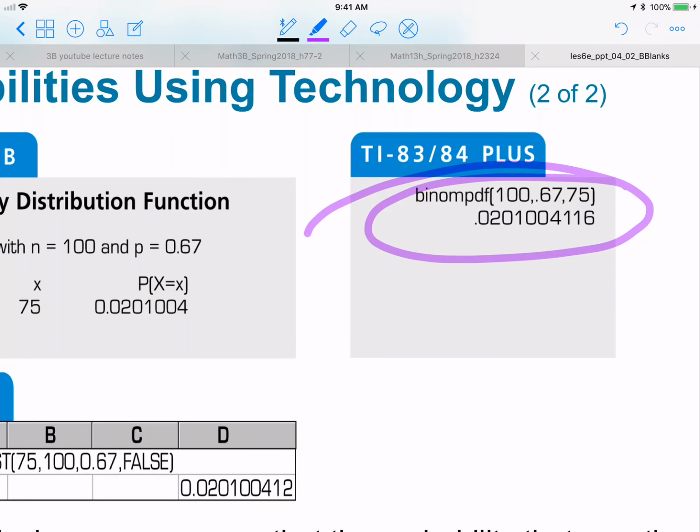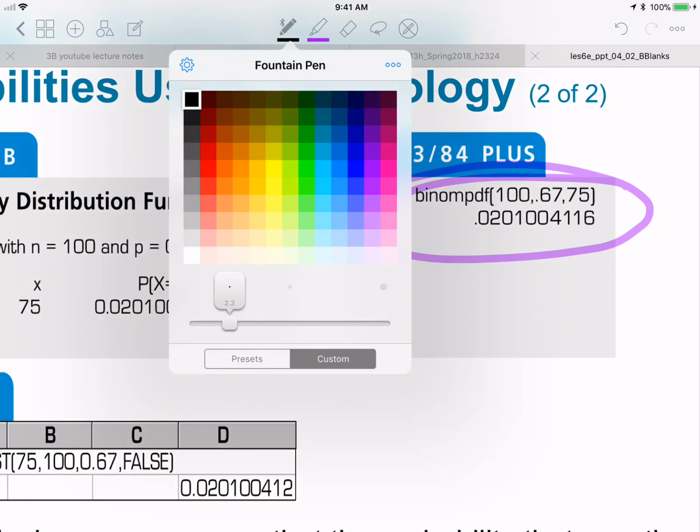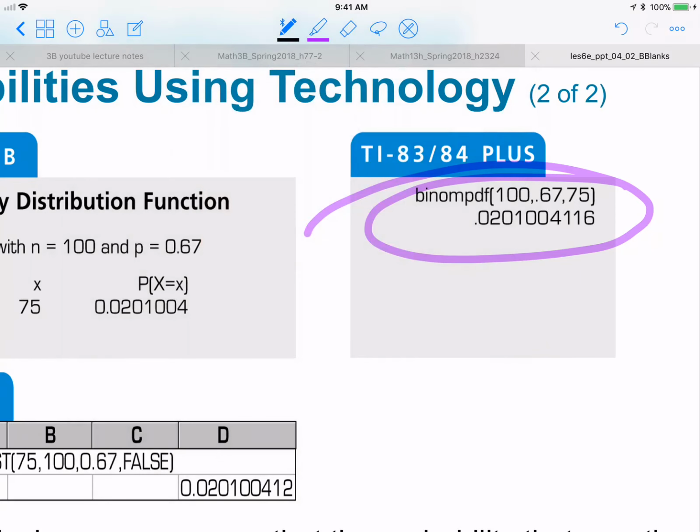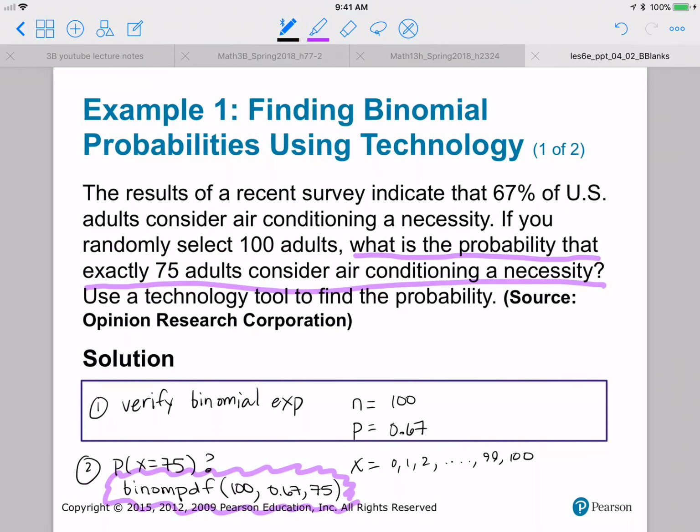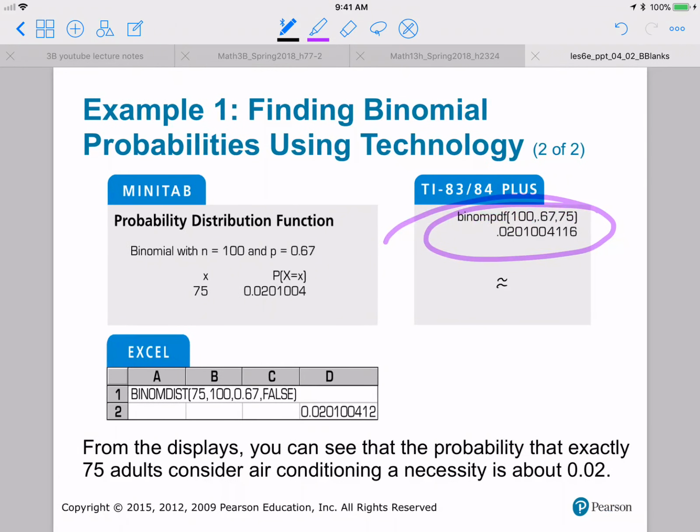So we could round this up to what percentage? What is the probability that exactly 75 of the adults consider air conditioning a necessity? About 2%, right? Because 0.0201, move that over 2, and we get about 2.01%. So very few adults, right? What's the probability that exactly 75 adults consider air conditioning a necessity in that trial? It's a very small probability that it's exactly 75, right?